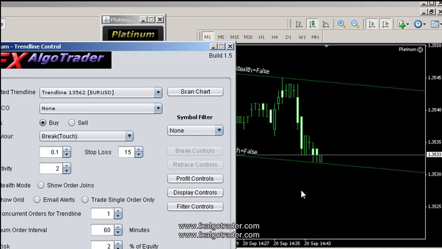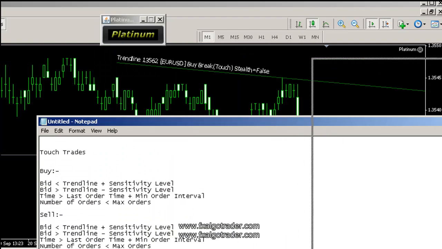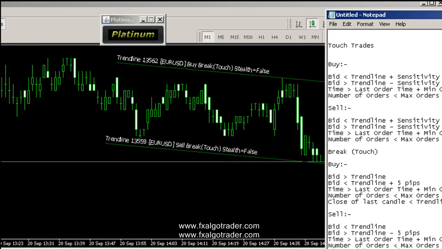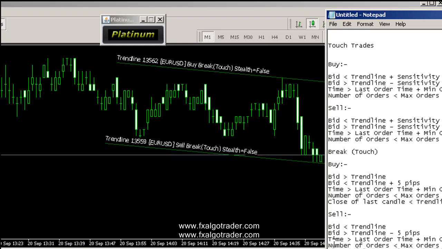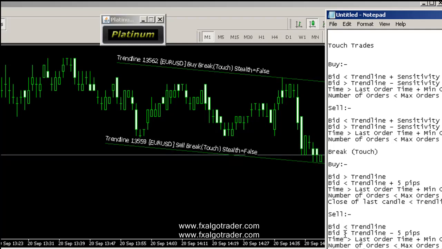So we're just waiting now to see if we can. Well, let's see if we can force it. Remember our rules though. So let's just remind ourselves of what the actual rules were. So break touches. If it's a sell, bid has got to be less than the trend line, right? So it can't be equal to it. It's got to be less. The bid has got to be greater than the trend line minus 5 pips.